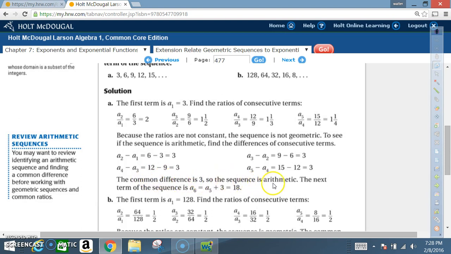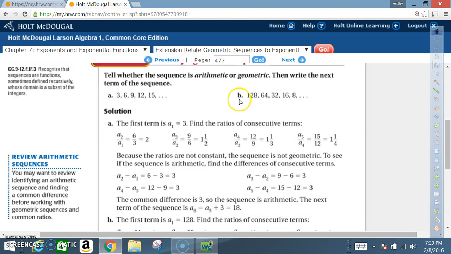So the sequence is an arithmetic sequence. The next term of the sequence is a6. That would be a5 plus 3, so the fifth term plus the common difference, which is 3, that gives us 18. Okay, now let's look at B.